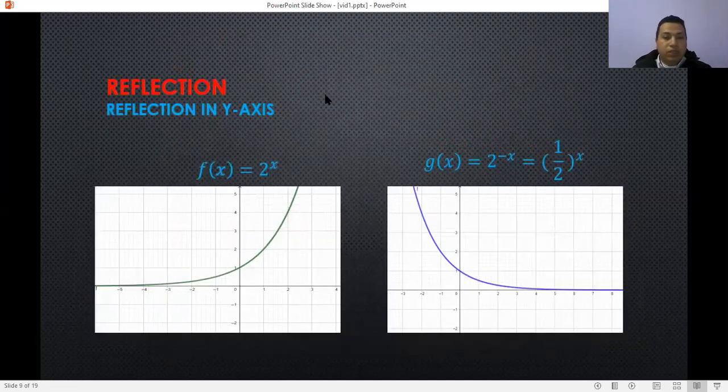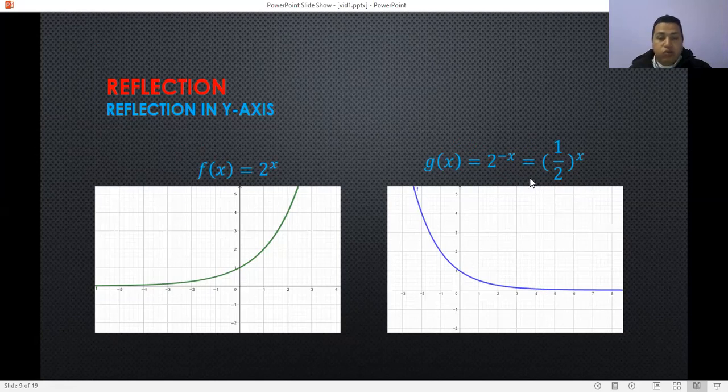Reflection. What about the reflection? We have two different types of reflection: either reflection in the x-axis or reflection in the y-axis. Let's start with the reflection in the y-axis. Reflection in the y-axis means you change the sign of the power x to make it 2 to the power -x. You can separate this using 2 to the power -1, which is equal to a half, all to the power x, and a half is a number between 0 and 1. So this curve is a decay like this.